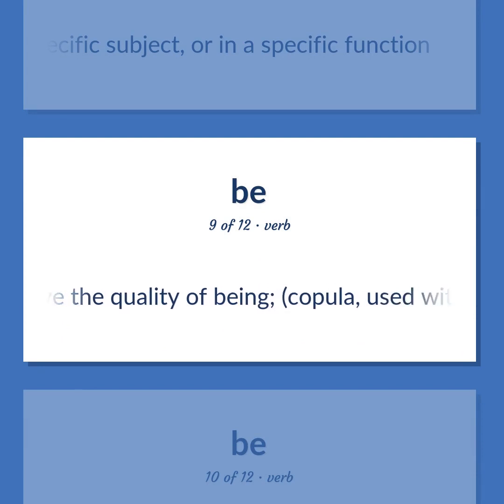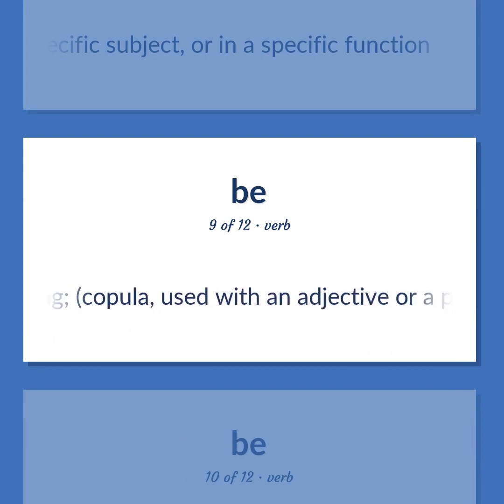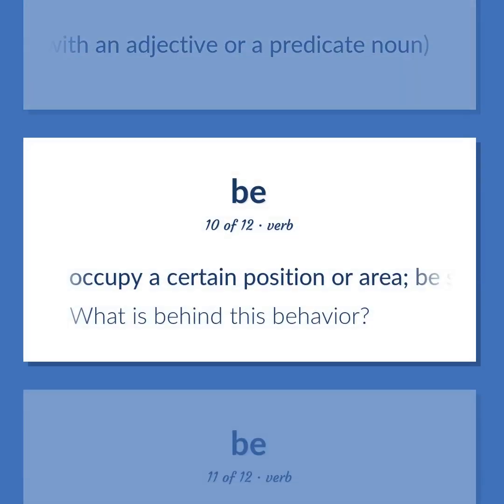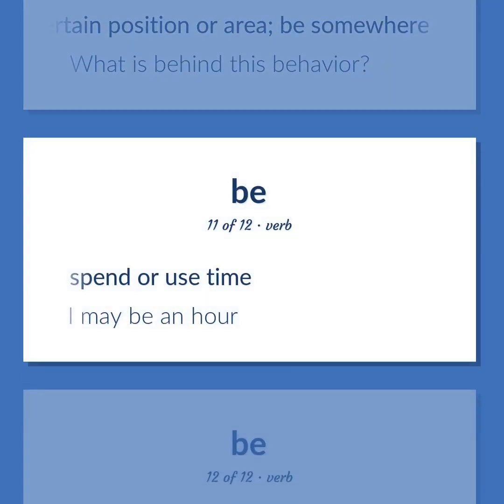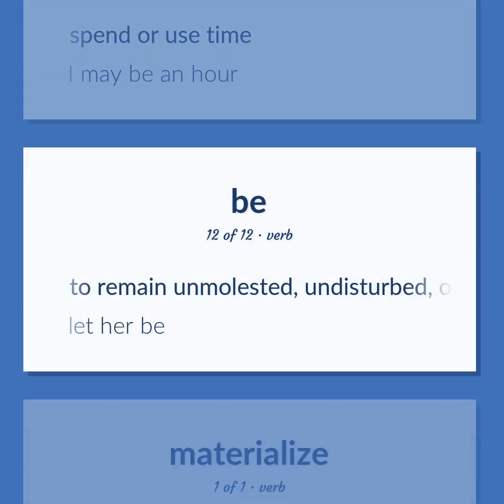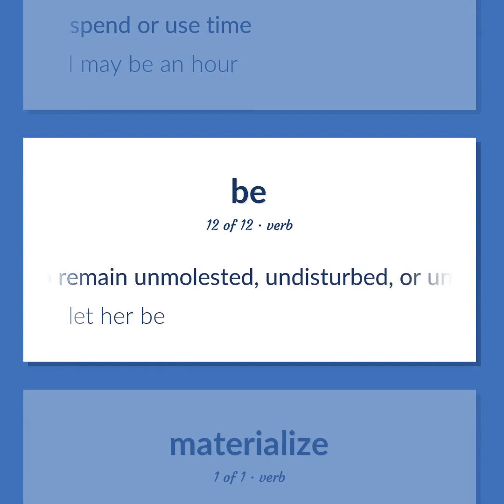Have the quality of being, copula, used with an adjective or a predicate noun. Occupy a certain position or area, be somewhere. What is behind this behavior? Spend or use time. I may be an hour. To remain unmolested, undisturbed, or uninterrupted, used only in infinitive form. Let her be.